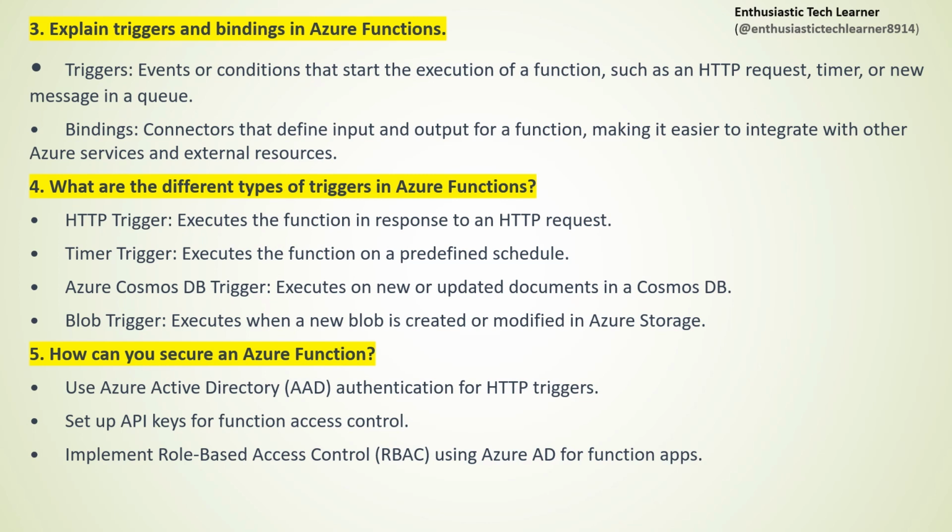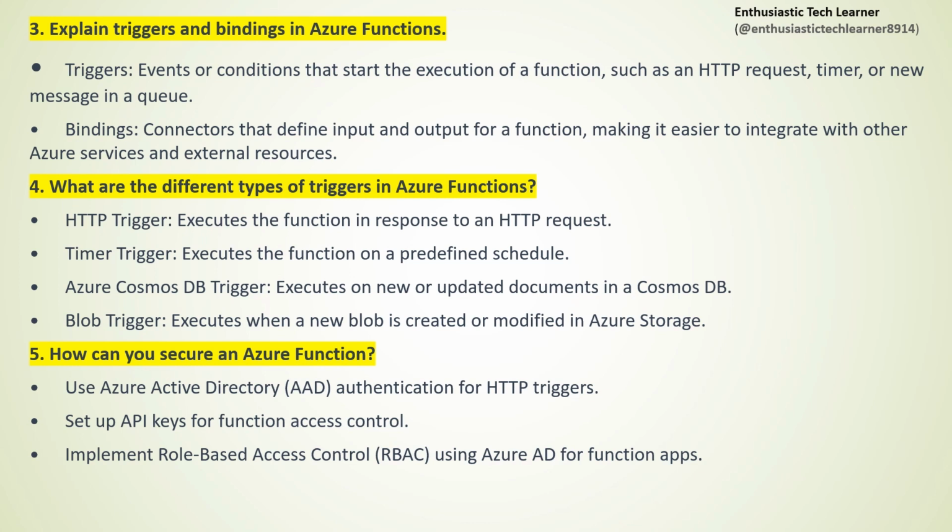What are the different types of triggers in Azure Functions? HTTP trigger: executes the function in response to an HTTP request. Timer trigger: executes the function on a predefined schedule. Azure Cosmos DB trigger: executes on new or updated documents in a Cosmos DB. Blob trigger: executes when a new blob is created or modified in Azure storage.